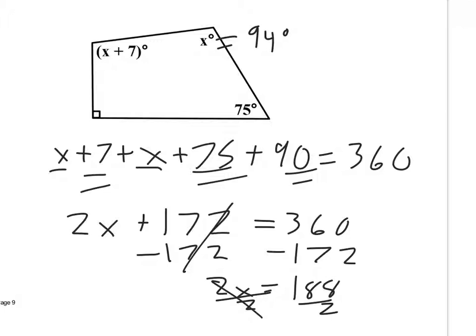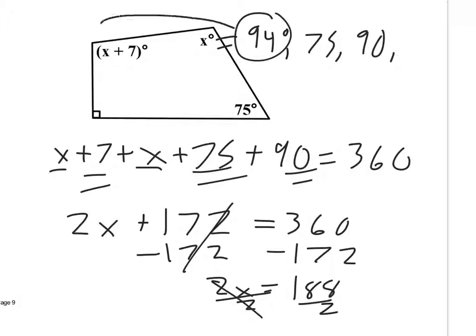Right? But what if it says write all 4 angles? I got 94. I got 75. I've got 90. What's the last angle? How do I find x plus 7? 94 plus 7. I put 94. I plug it in for x because I know that's what x is. I add 7 to it. Get 101. Right? That's here. And now I know all 4 angles, if that's what it's asking for.